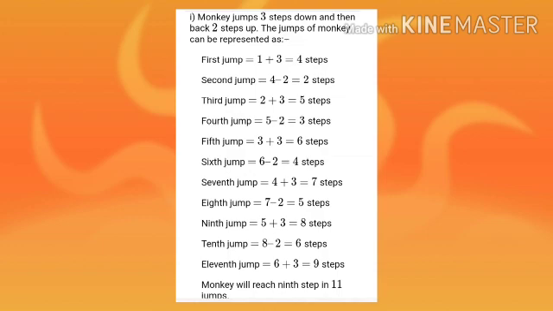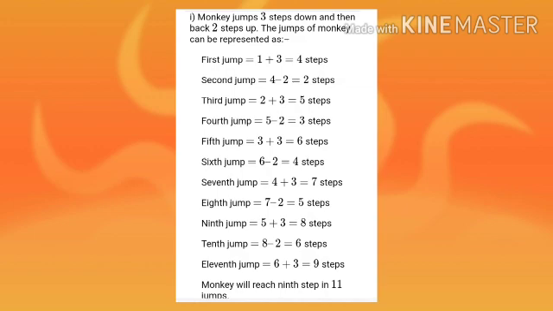Again on the third jump, from the second step, it moves down, which means plus 3, represented by positive 3. Therefore, 2 plus 3 is equal to 5. Now the monkey is on the 5th step. On the fourth jump, from the fifth step, it moves back, represented by -2. Therefore, 5 minus 2 is equal to 3. Now the monkey is on the third step.